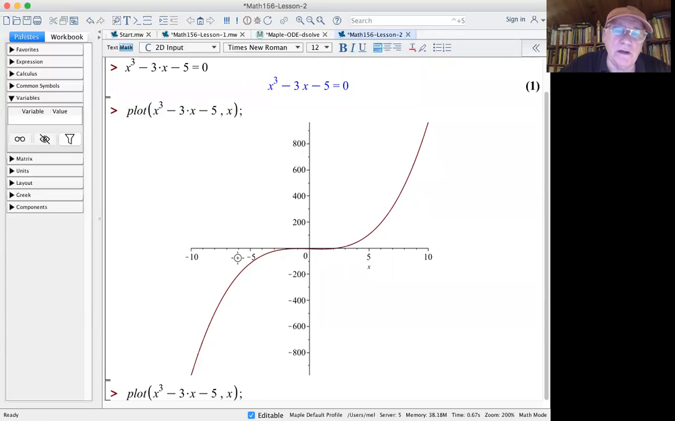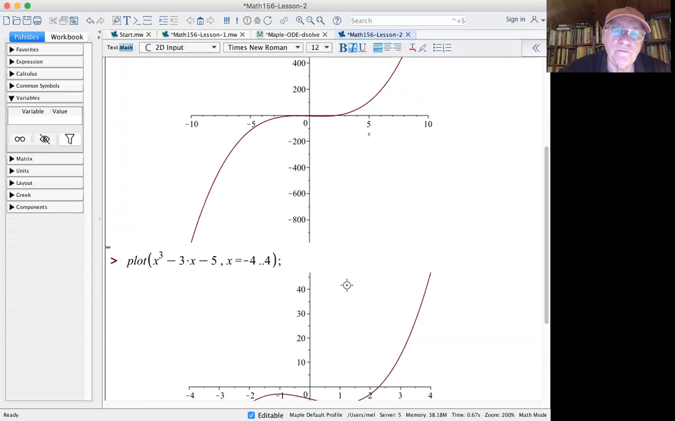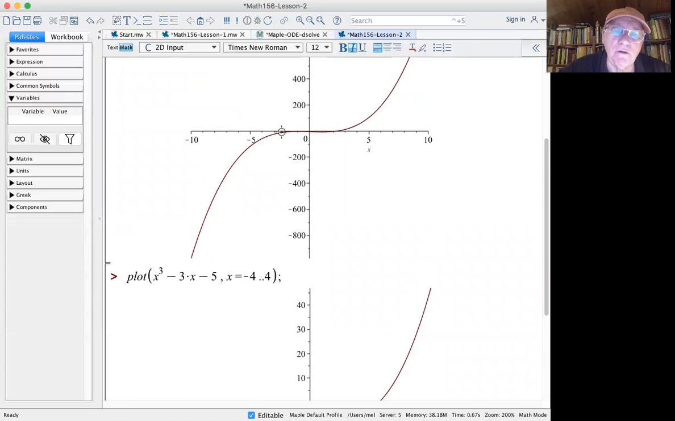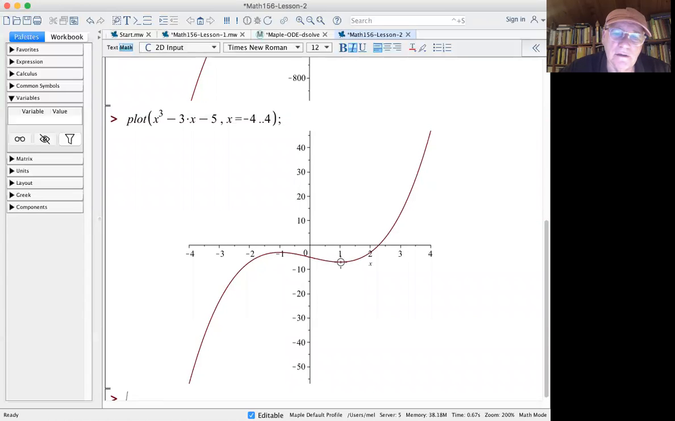if we want to understand the graph of the function in here, is maybe plot not from x equal to minus 10 to 10, but we can specify the range of the x-axis by writing x equals, and let's say minus 4 to 4. So you write minus 4, 2 dots, and then a 4. And now we get the graph from minus 4 to 4. So now we can see what's going on in here. And the cubic, as many cubics do, goes up, down, and up again.